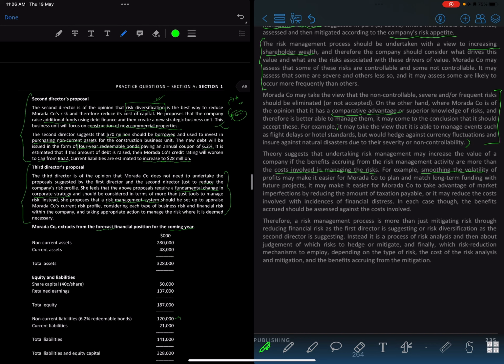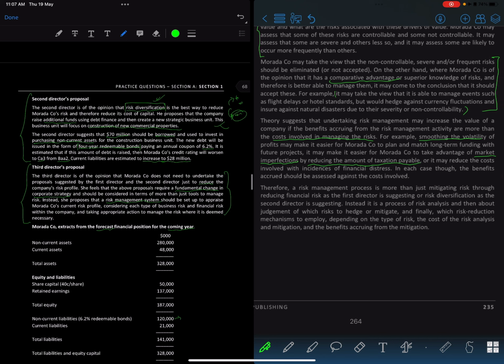So for example, smoothing the volatility of profits may make it easier for Morada to plan and match long-term funding with future projects. It may make it easier for Morada, right, to take advantage of market imperfections by reducing the amount of taxation payable, right? So basically, there is a lot of swings in the market, right? So that will reduce the amount of taxation which is payable, basically because you can secure funding at a lower rate or higher rate as well, right? That is one way of looking at it as well. And then it may reduce the cost involved with financial distress as well.